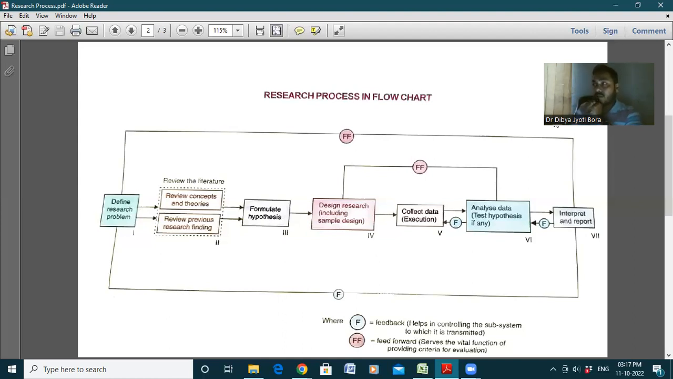Design research means, as actually we are talking about the methodology. Methodology means that initial stage means the first stage. After that first stage, what will be the second stage? Now, this methodology we are talking about your specific research methodology.